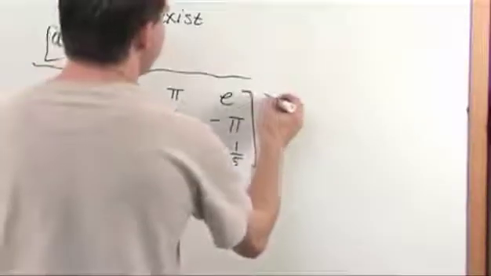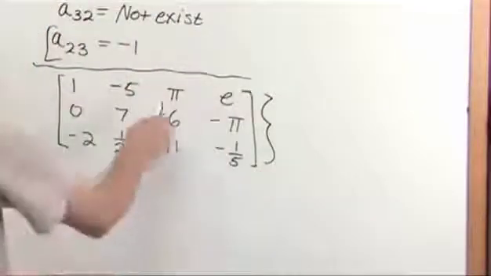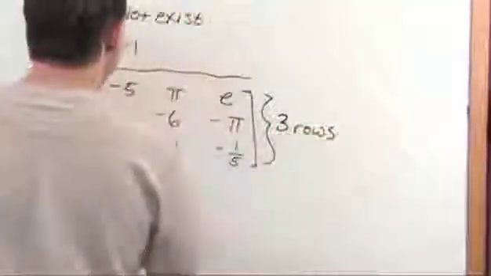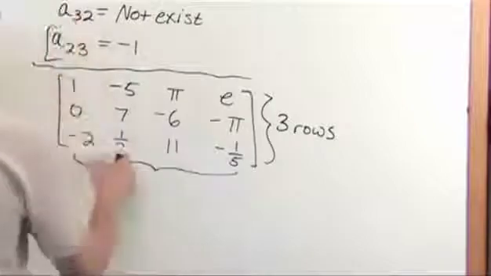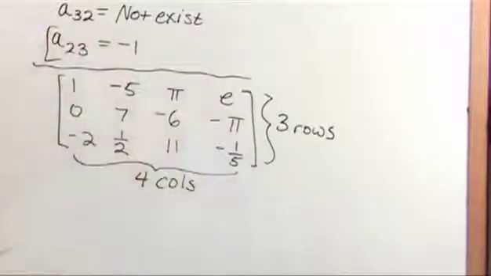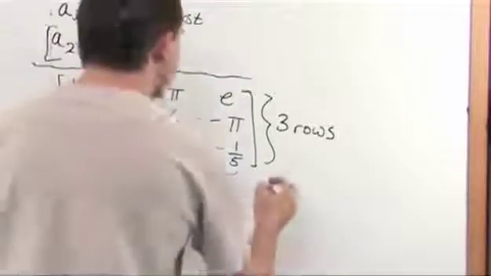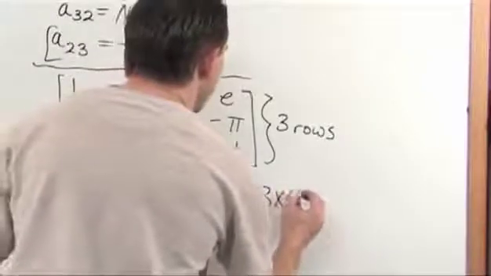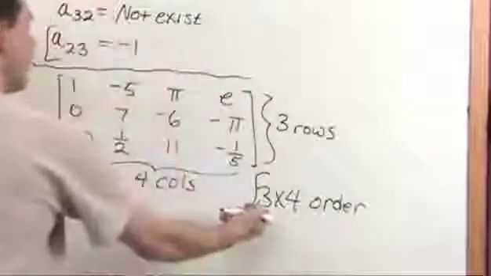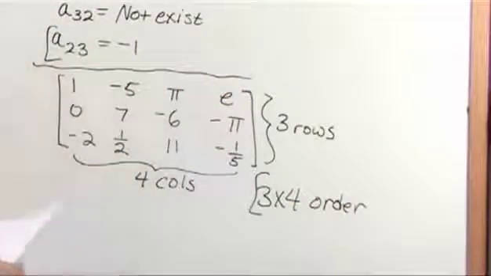So how many rows do we have? We have 3 rows. 1, 2, 3 rows. Okay, how many columns do we have? 1, 2, 3, 4 columns. So because we're trying to find the order of this matrix, we will say that we have a 3 by 4 order. Because the rows always come first and the columns always come after that, 3 by 4.